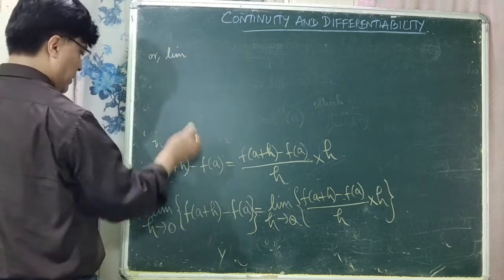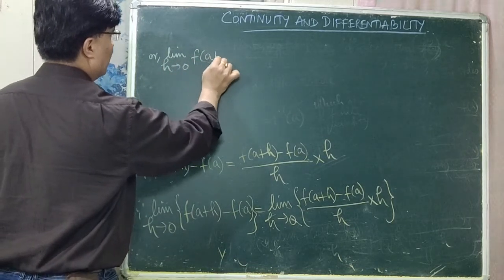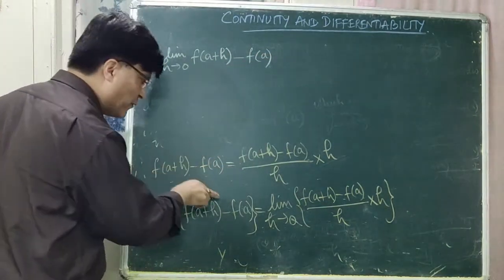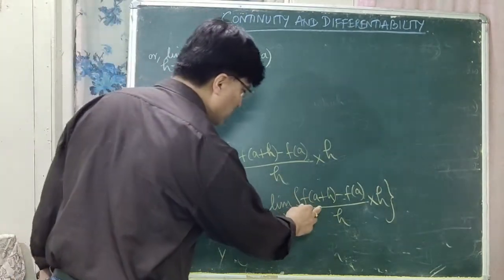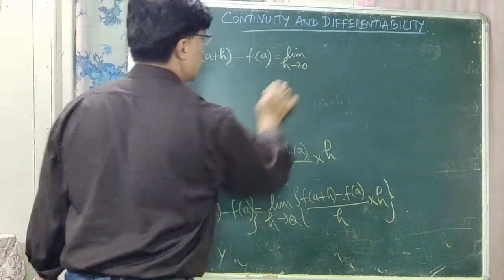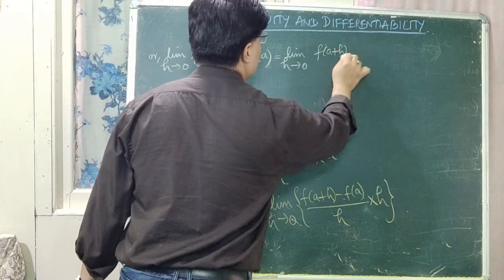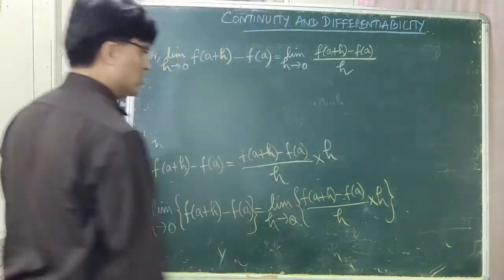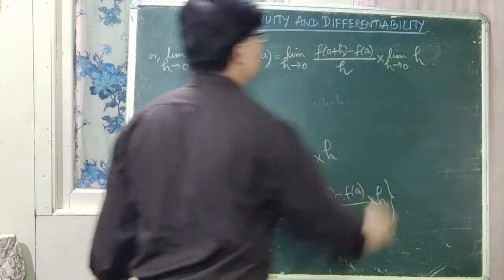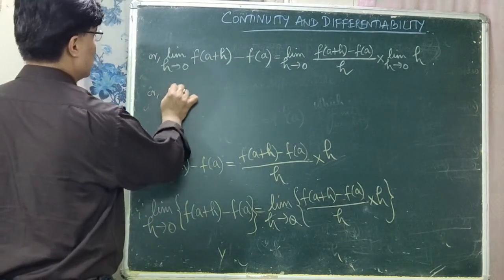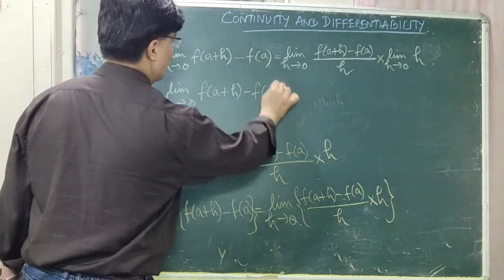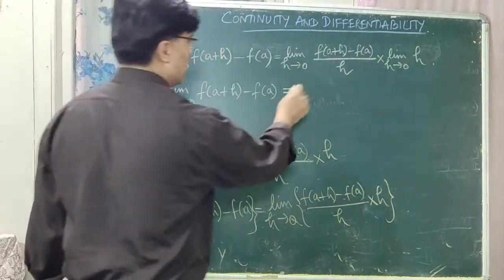So our limit, this is your h tends to 0 f of a plus h, right? Then you don't have to write limit for f of a because it is free from h. Now we can write down limit wherever there is h. For both the terms you can write down the limit, which is equal to limit h tends to 0, this is f of a plus h minus f of a divided by h, right, into limit h tends to 0 h. Or you can write here limit h tends to 0 f of a plus h minus f of a, which is equal to, by definition this one is f dash of a, right?